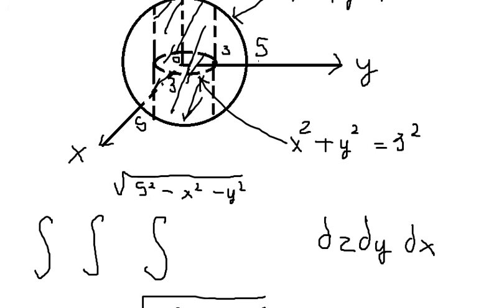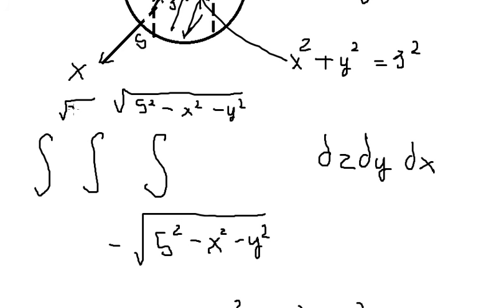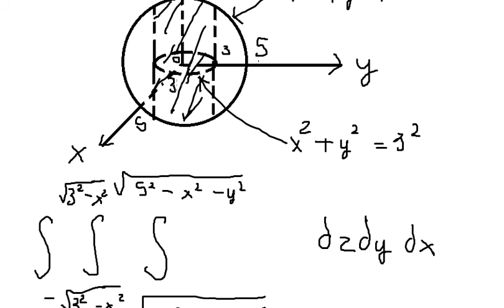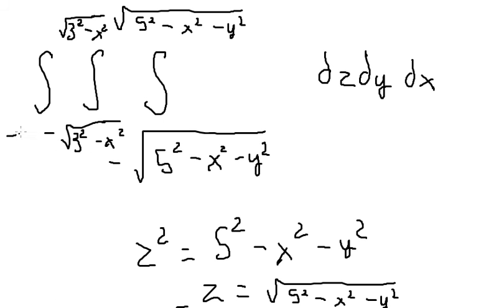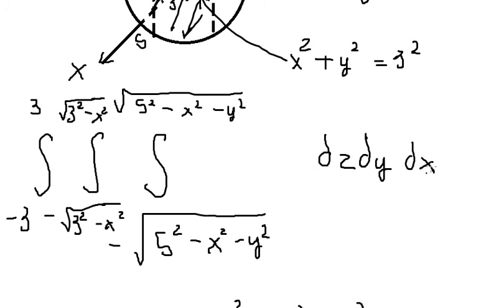For dy, we put this one to the right and do the same, and we get the square root of 3 squared minus x squared and the negative of the square root of 3 squared minus x squared. And the last one, dx, we see that it goes from negative 3 to positive 3. And now we have finished setting this up.